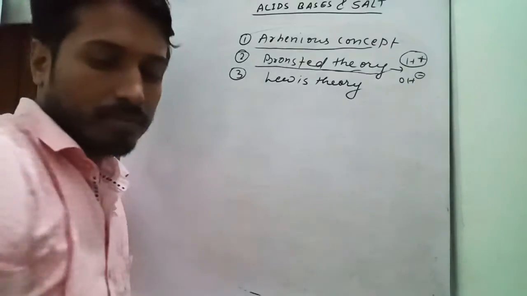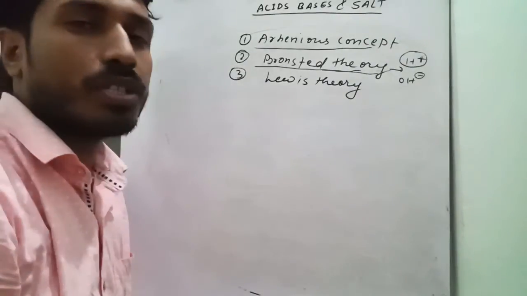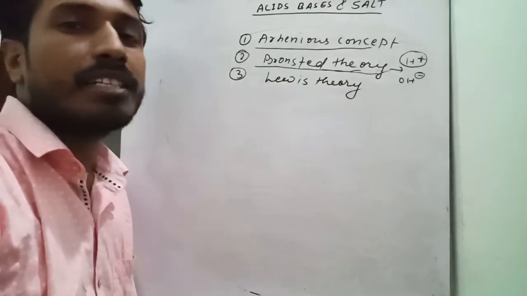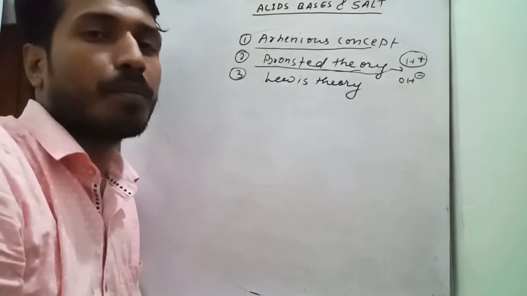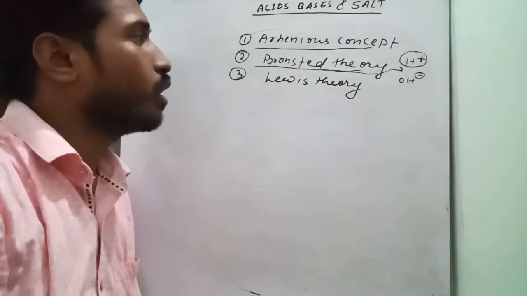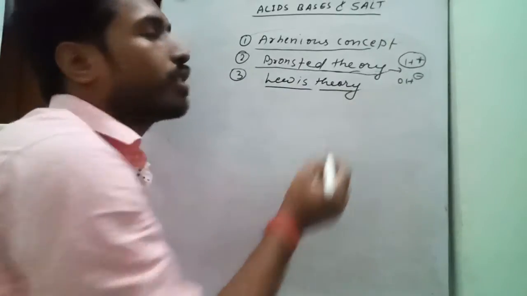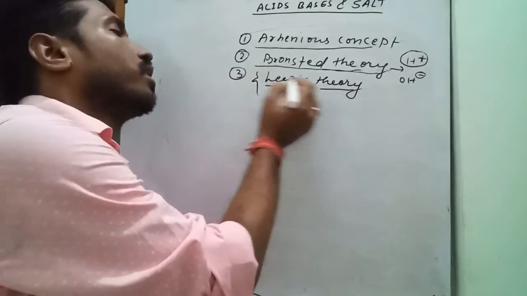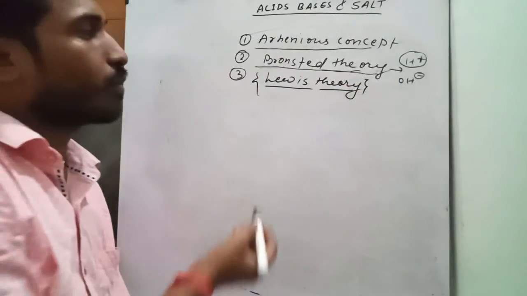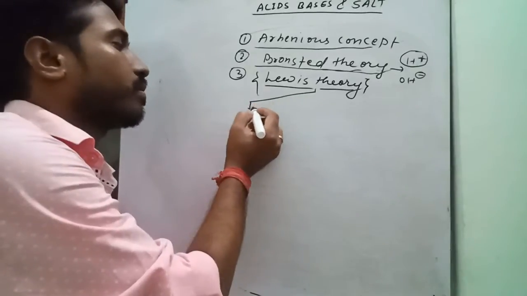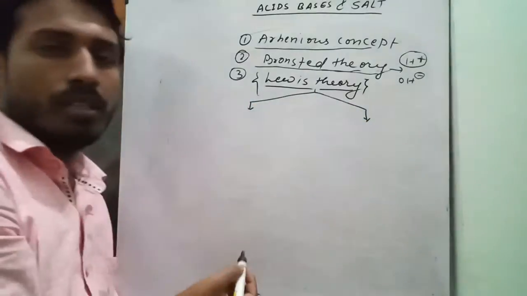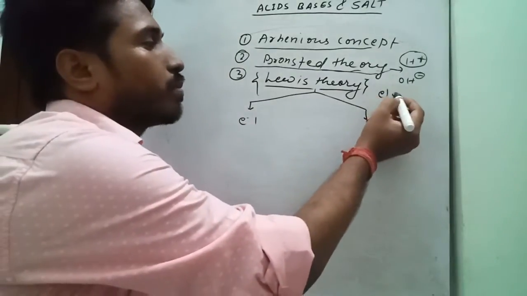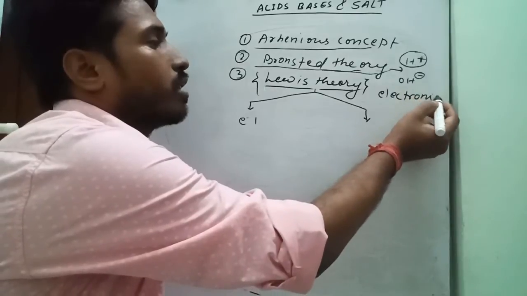After these two concepts, one more concept came which can give the exact prediction of whether a compound is acidic or basic. So the next concept is the Lewis theory of acid and base. This is one of the important theories, so let us discuss it. According to Lewis, this is also known as the electronic concept of acids and bases.